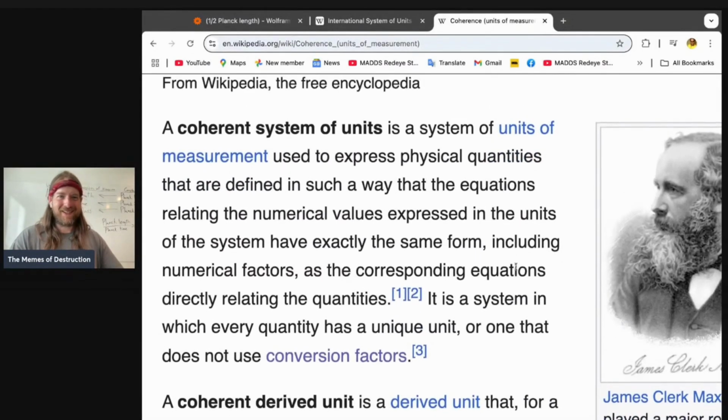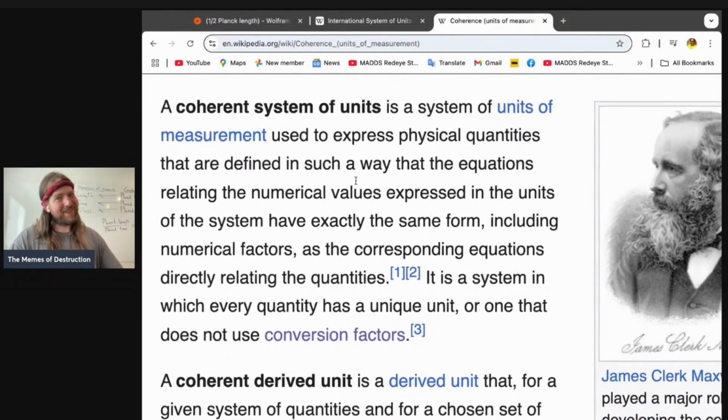All right. So, a coherent system of units is a system of units of measurement used to express physical quantities that are defined in such a way that the equations relating the numerical values expressed in the units of the system have exactly the same form, including numerical factors, as the corresponding equations directly relating the quantities. It is a system in which every quantity has a unique unit, or one that does not use conversion factors. Okay.